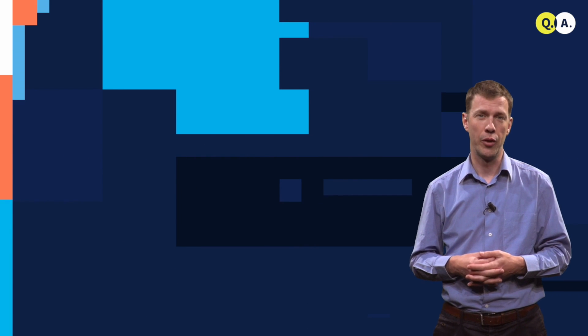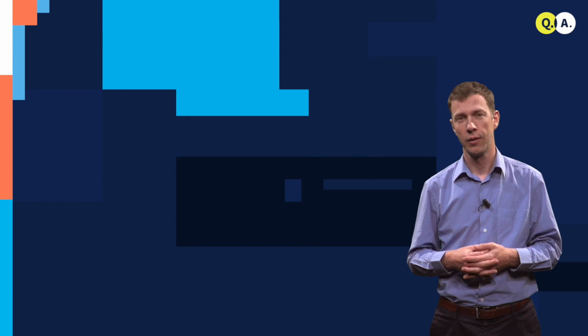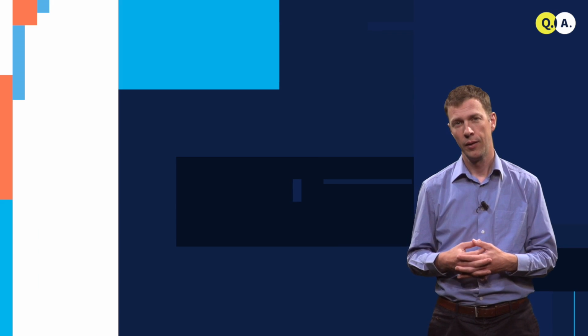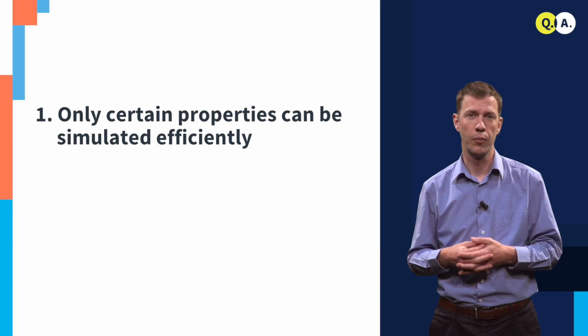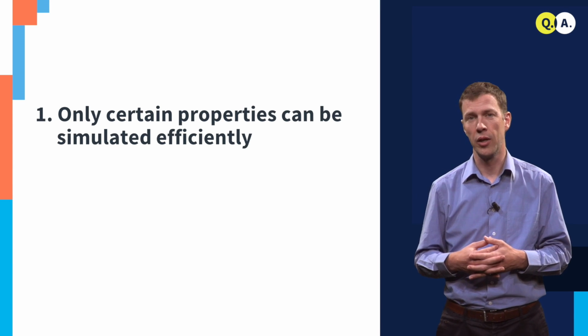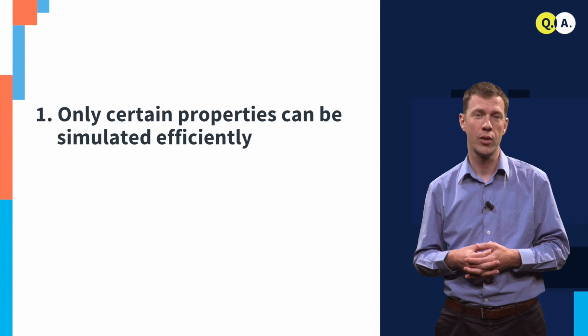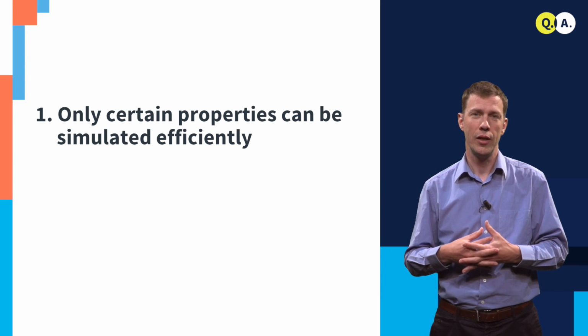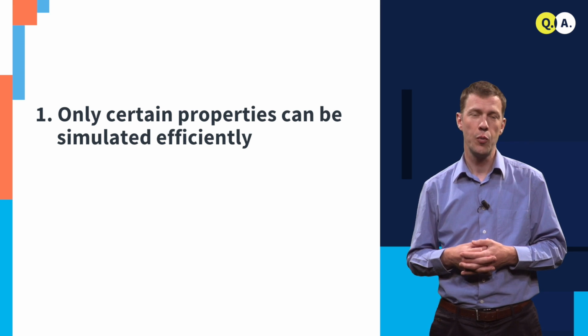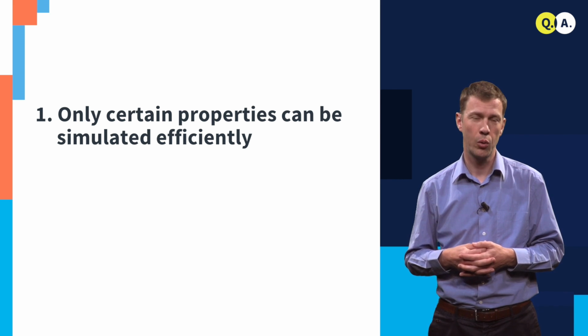A few final comments about the power and possibilities of Hamiltonian simulation. First, only certain properties can actually be simulated efficiently. For instance, the lowest energy of a molecule we can compute efficiently. But to describe the lowest energy state in full is exponentially complex, even for a quantum computer.